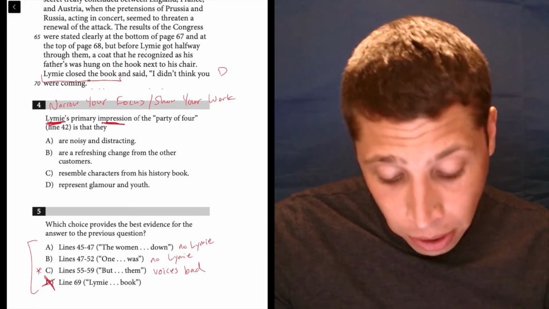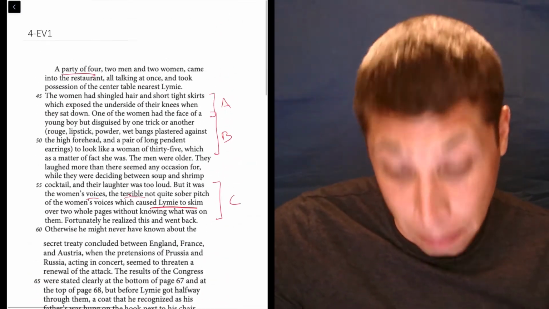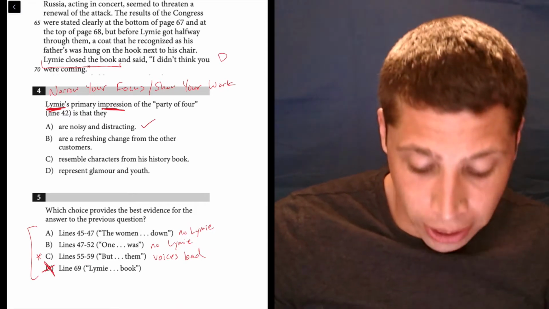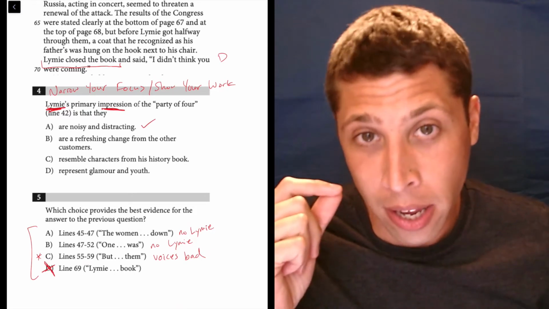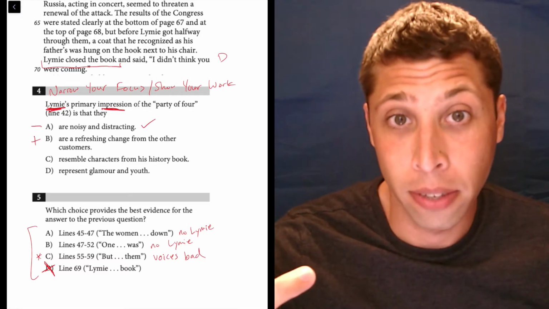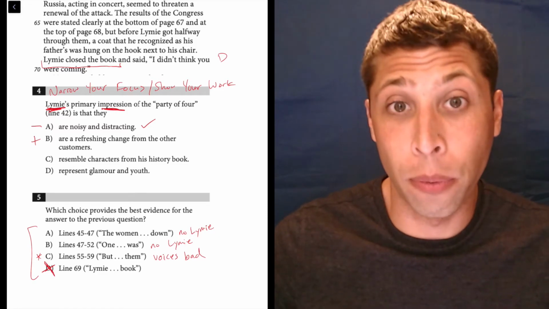So the line reader's primary impression is that they are noisy and distracting. Well, that matches with the voices being bad, so that seems to fit. They are a refreshing change from other customers. So here's the difference between A and B. This is clearly negative. This is clearly positive. Right? So that's a way of using dumb summaries to kind of understand what is being said.